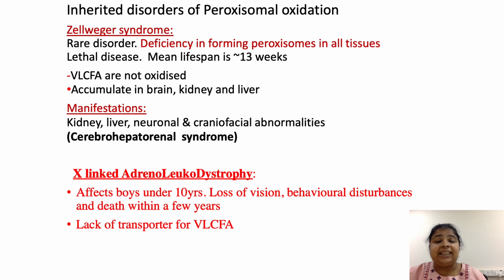Next is X-linked adrenoleukodystrophy. Because it is X-linked, it will usually affect boys. Loss of vision and behavioral disturbances are seen. Here there is a lack of a transporter for very long chain fatty acids. So there is accumulation of very long chain fatty acids and death will occur in a few years.